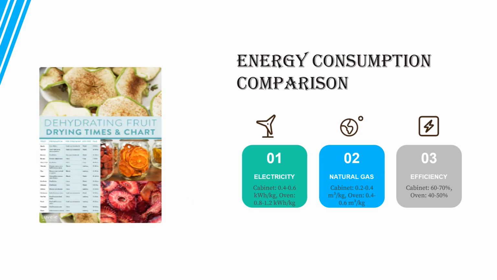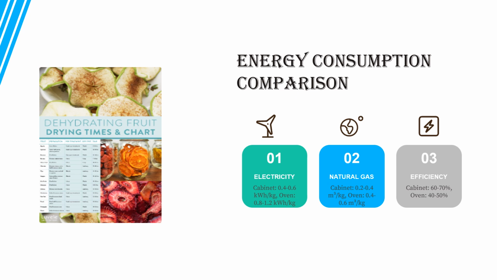For energy consumption comparison, the electricity for cabinet will be around 0.4 to 0.6 kilowatts per kg, and for oven it is 0.8 to 1.2 kilowatts per kg. And natural gas, cabinet has around 0.2 to 0.4 meter cube per kg, and for oven it is 0.4 to 0.6 meter cube per kg. And for efficiency, cabinet has 60 to 70% efficiency and oven has 40 to 50% efficiency.